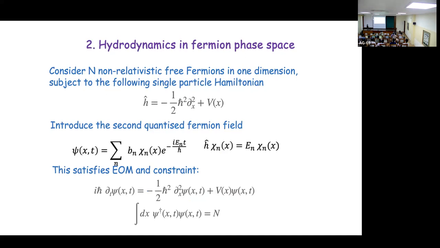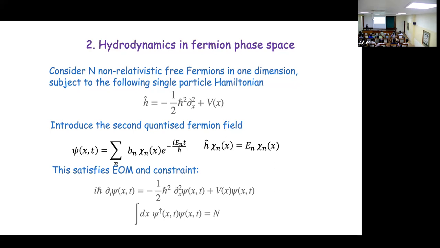So I have N fermions. Remember that I'm talking about N fermionic particles, free fermions, all in some external potential V of x. So the single particle Hamiltonian is this. There's a second quantized description which is easy to derive, namely by introducing a second quantized fermion field, which has the following mode expansion in terms of eigenfunctions of this single particle Hamiltonian.